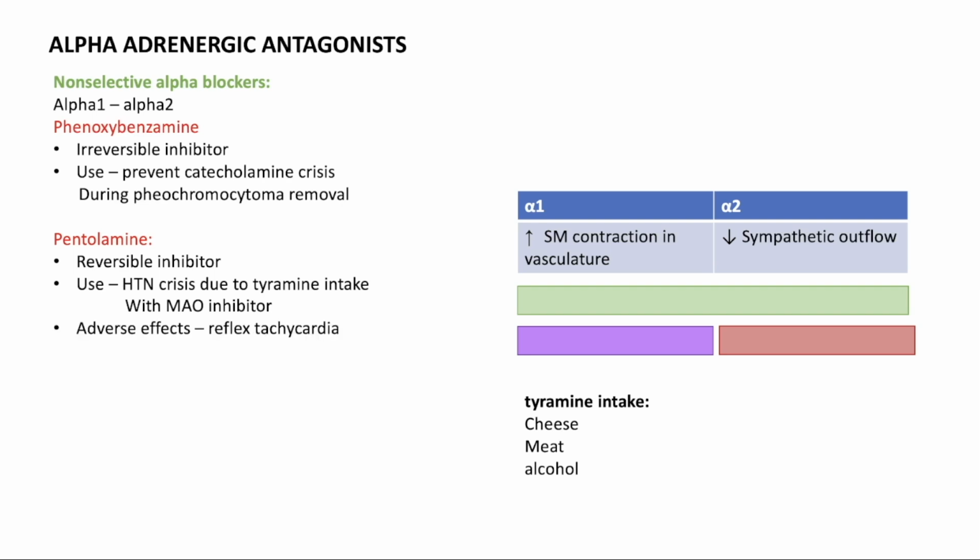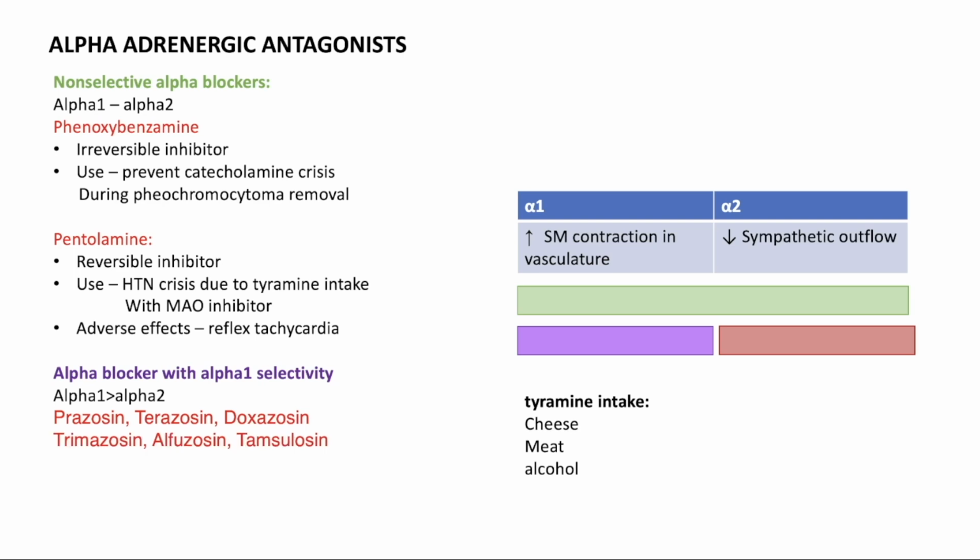An adverse effect of these non-selective alpha blockers is reflex tachycardia, which will increase the heart rate. Coming to the alpha blockers with alpha 1 selectivity, which have more affinity towards alpha 1 blocking compared to alpha 2, under this we have prazosin, terazosin, doxazosin, trimazosin, alfuzosin, tamsulosin and silodosin.